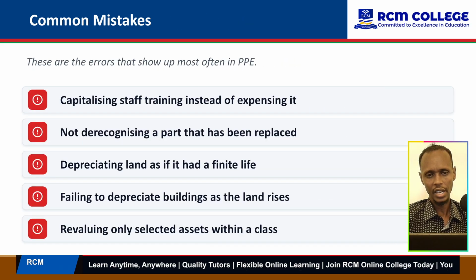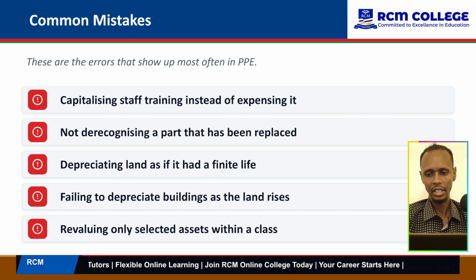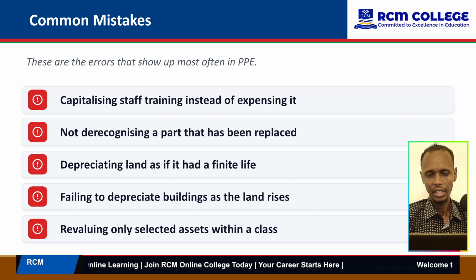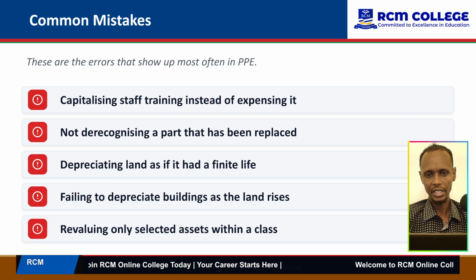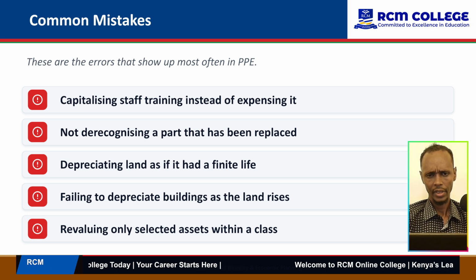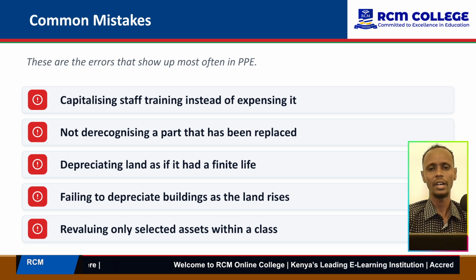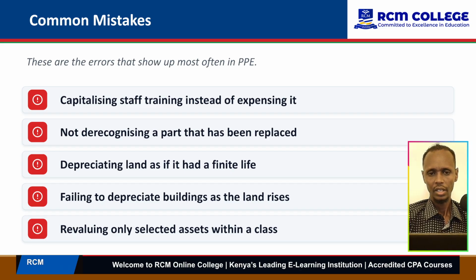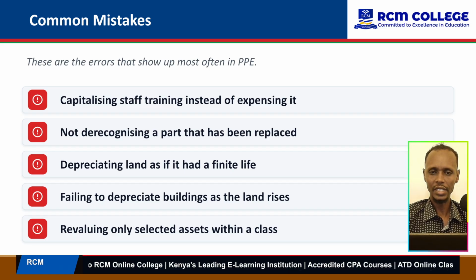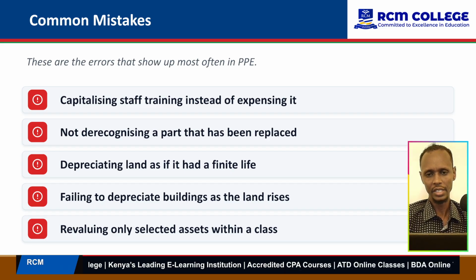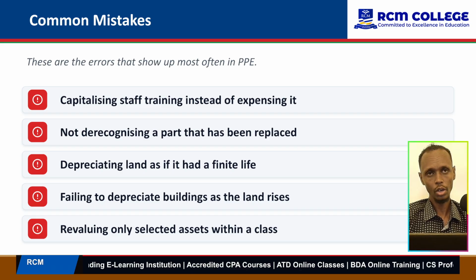Here are common mistakes or errors we normally make. Capitalizing staff training instead of expensing it. Staff training should never be capitalized. Not de-recognizing a part that has been replaced. So when you replace an engine, you derecognize the old one.